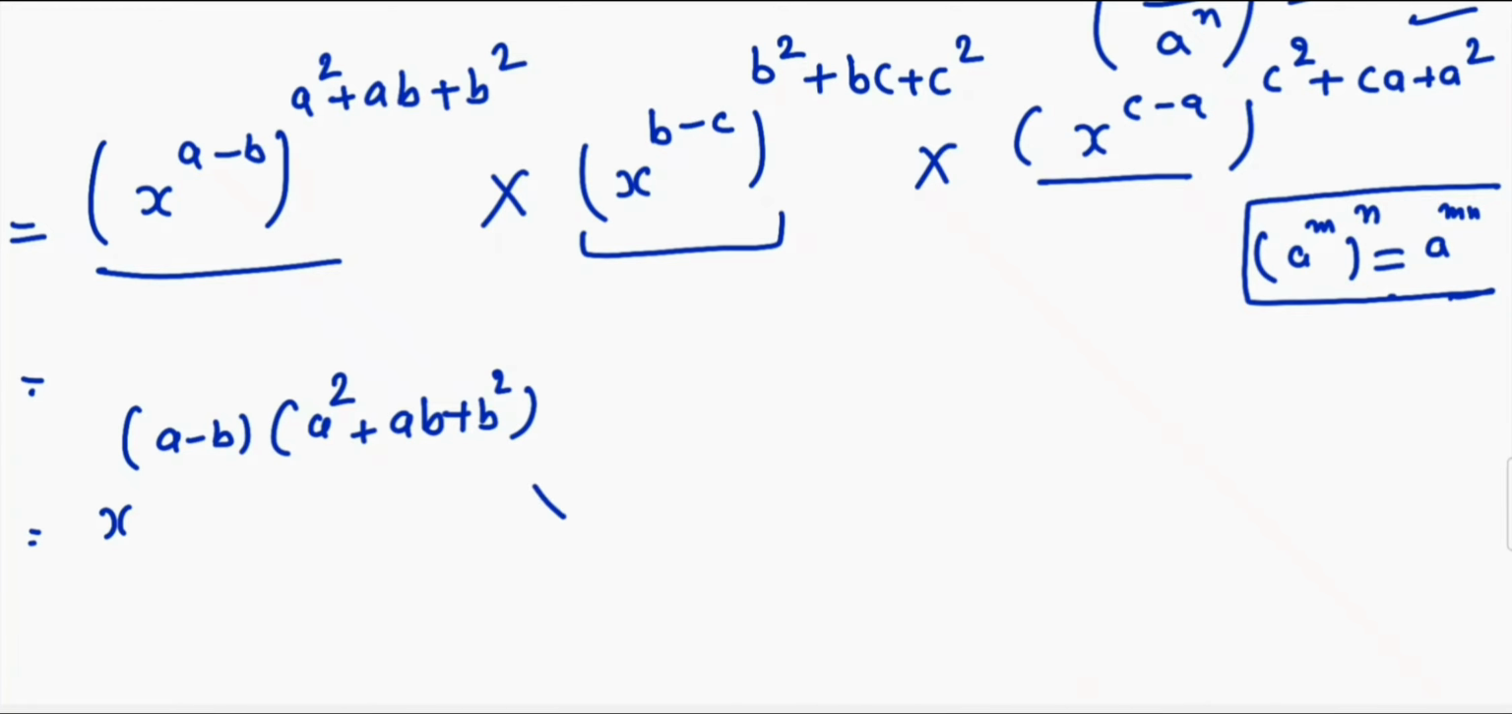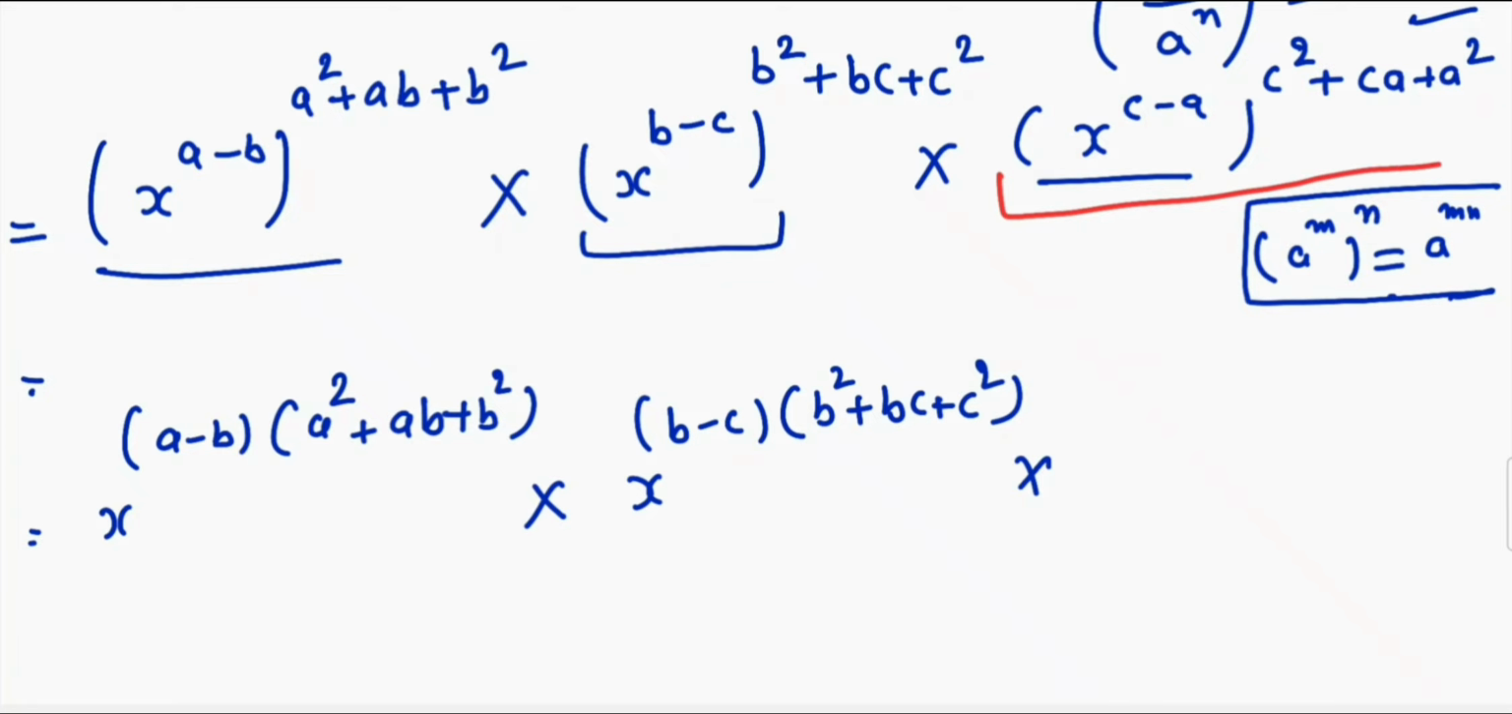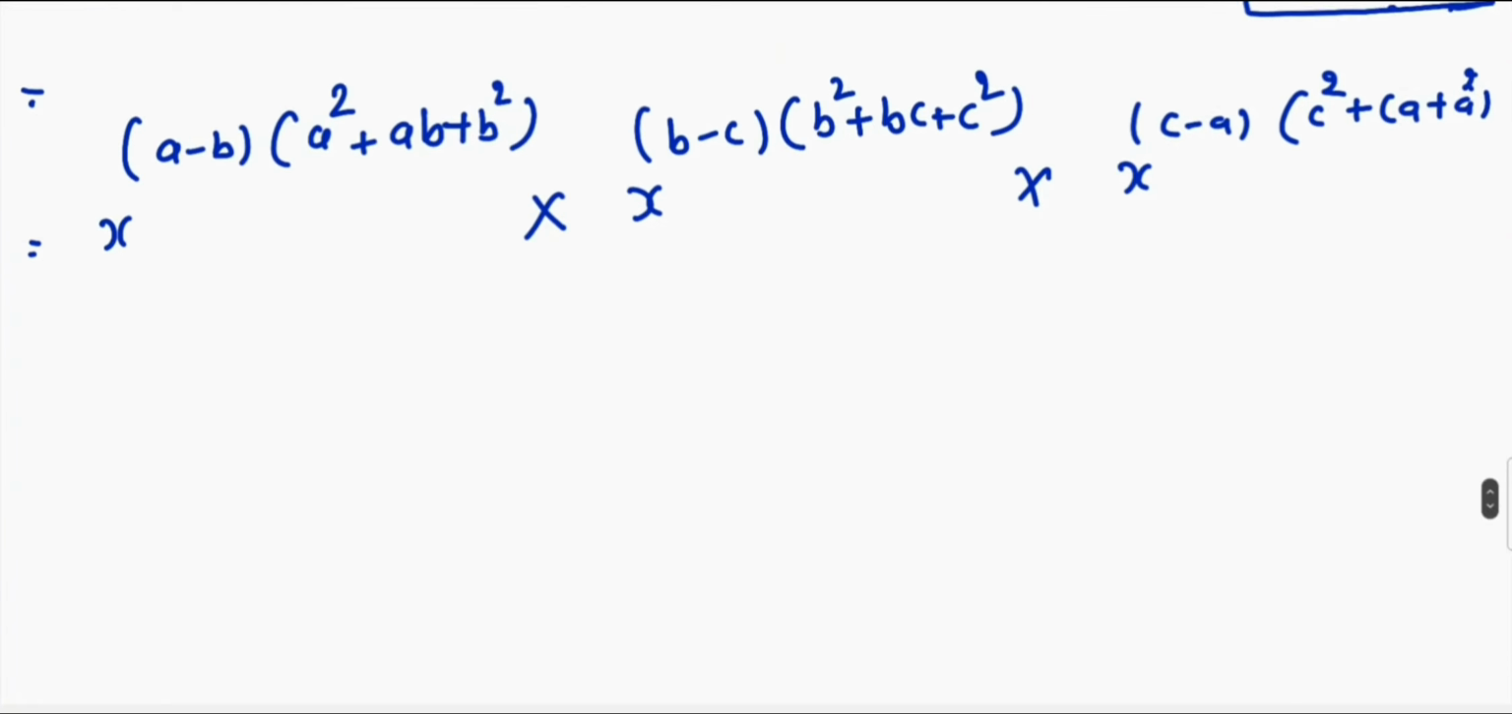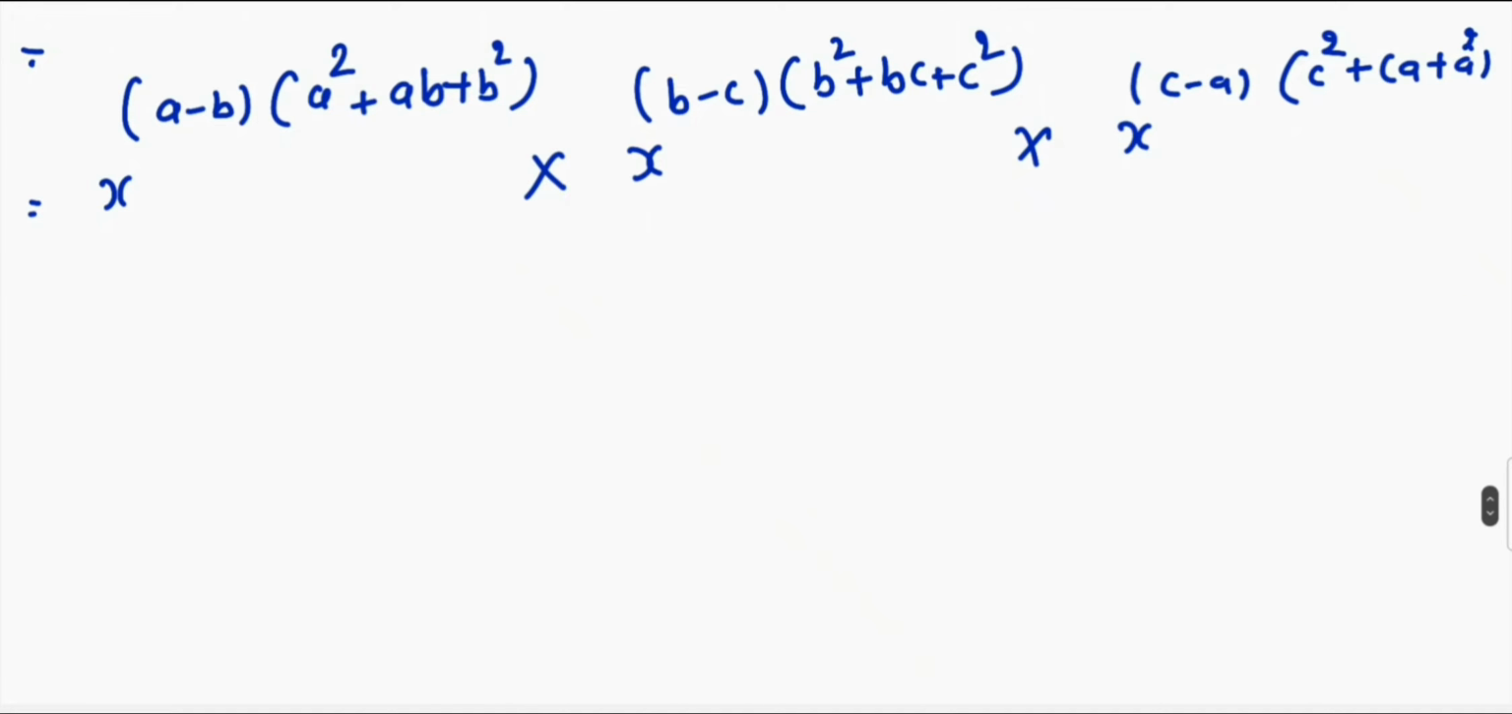It will become multiplied by x raised to power (b − c)(b² + bc + c²). So similarly here also I will apply this formula and it will become x raised to power (c − a)(c² + ca + a²). So next I am going to multiply this and this.